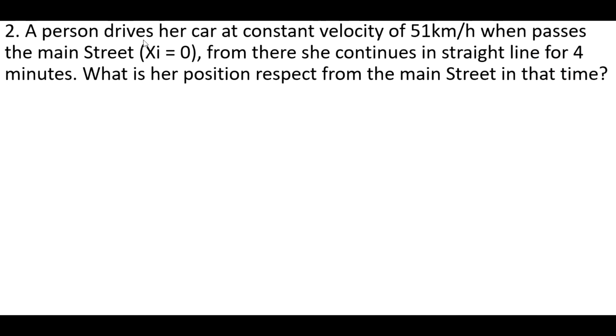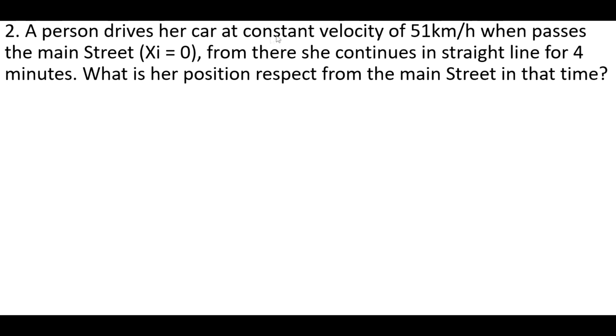It says a person drives her car at a constant velocity. Okay, constant velocity is a very important term that I'm going to explain in a moment, of 51 kilometers per hour when she passes the main street. It says initial position equals 0. From there, she continues in a straight line for 4 minutes. What is her position with respect to the main street in that time?